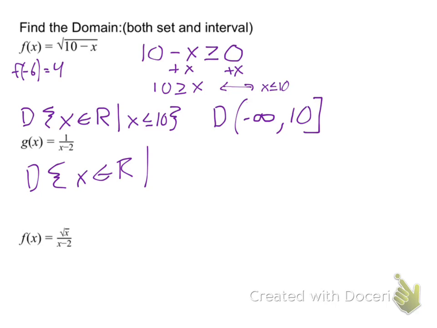Can it be a 4? Can you put a 4 in for x? 4 minus 2 is 2. 1 divided by 2 is a half. Hey, that works. Any other number works except 2. So x is all real numbers where x can't be 2. Done.